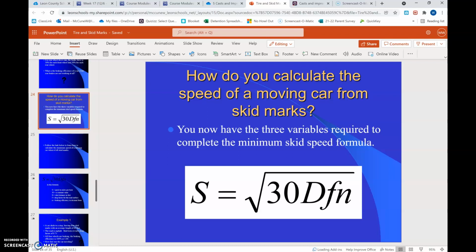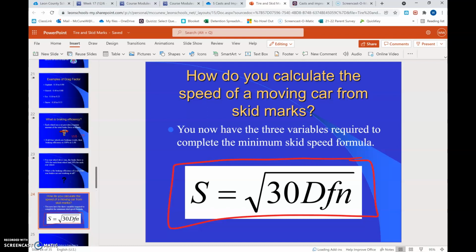We're going to jump right into it today, and we are going to learn how to calculate the minimum speed of a car that was moving when it slammed on the brakes to make skid marks on the road. You have three variables in a formula. This is your formula. S equals the square root of 30 times D times F times N.